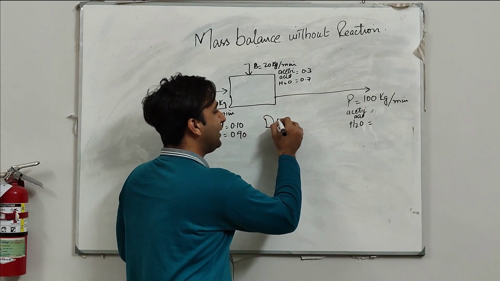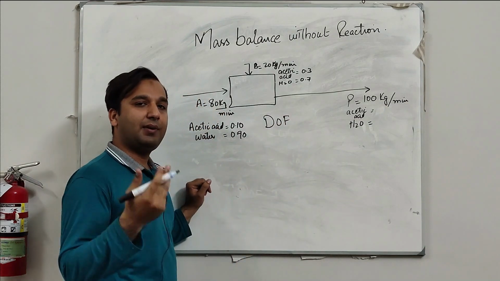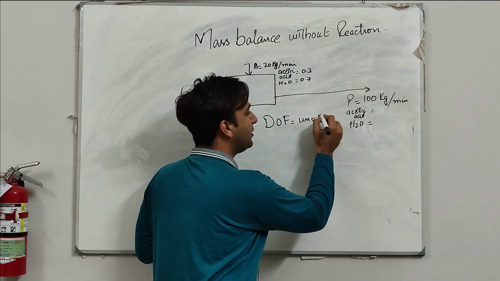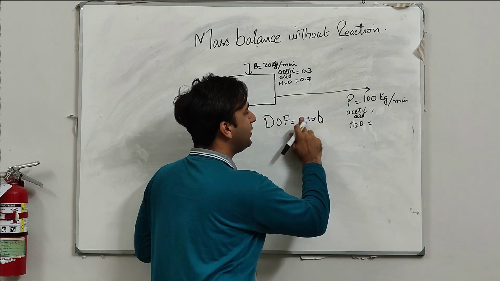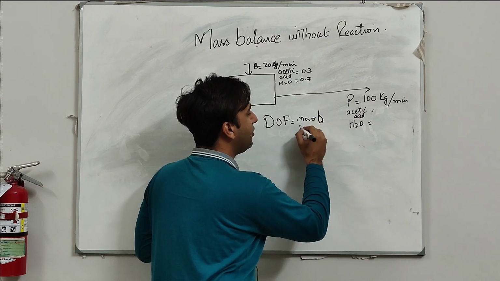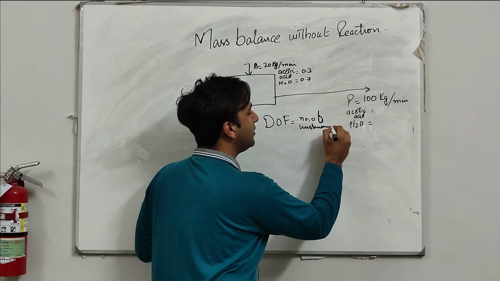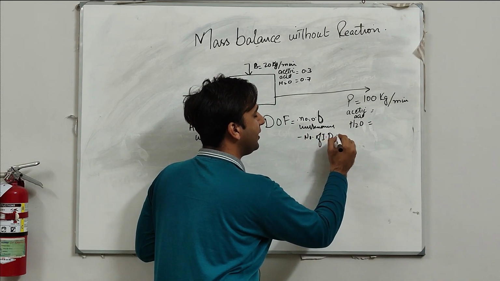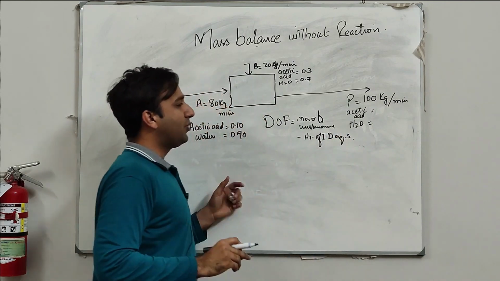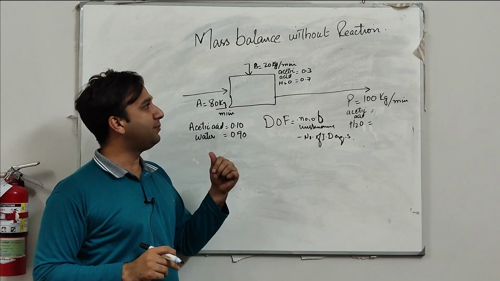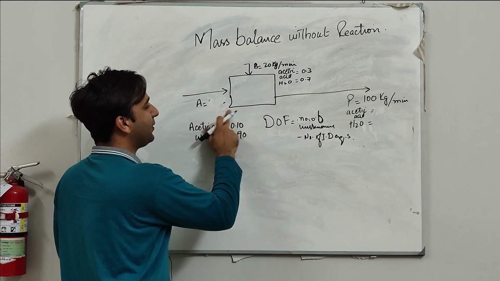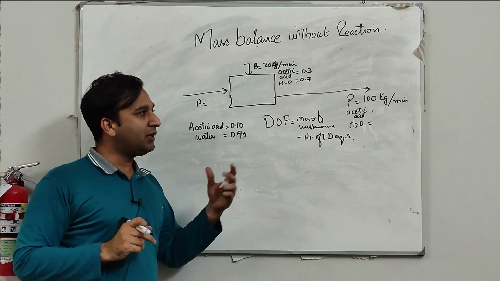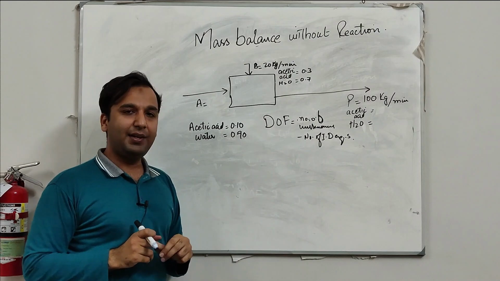Degree of freedom, I have already explained in my first video, is the number of unknowns minus the number of independent equations. So what is the number of unknowns for this problem? You see that this 80 is not present, so it is unknown to us.